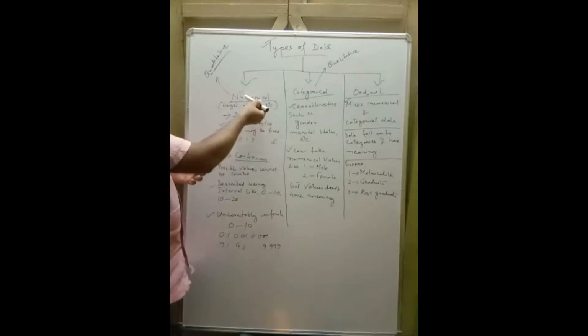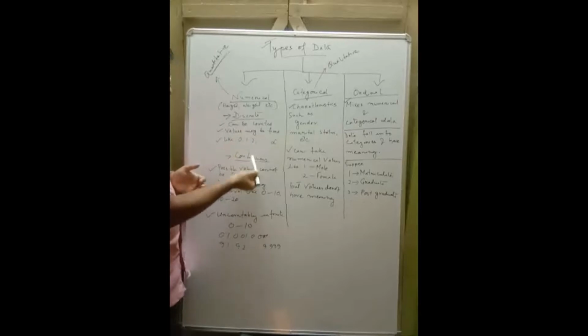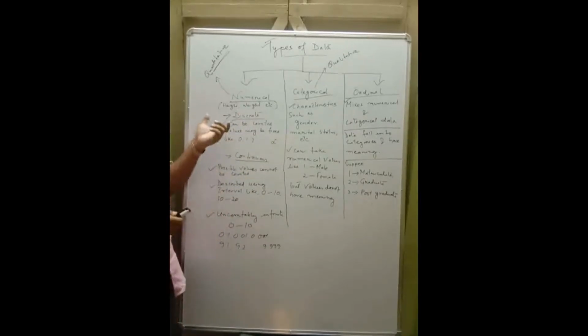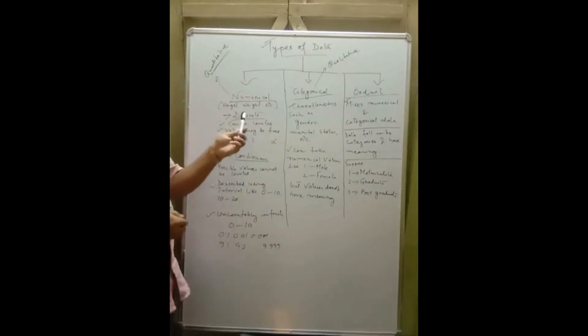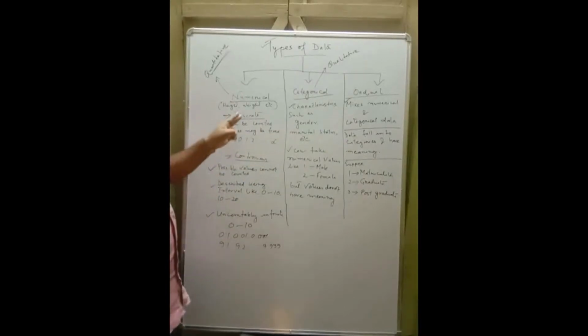Then again, numerical data has its discrete form, and it also has its continuous form. So let us learn what is the discrete form and what is the continuous form. Discrete data can be counted. The first feature of discrete data is that it can be counted. The values may be fixed.